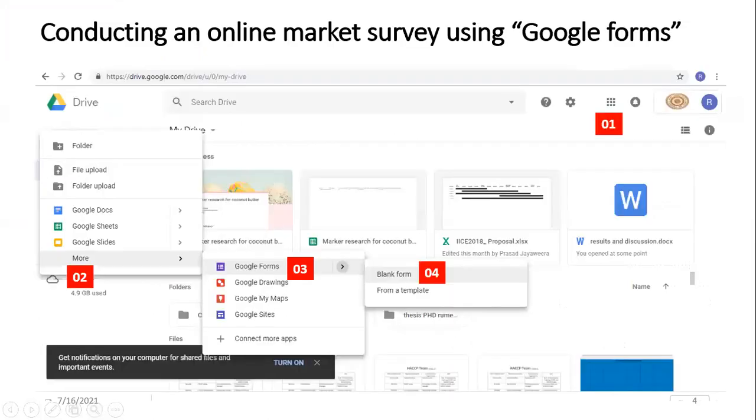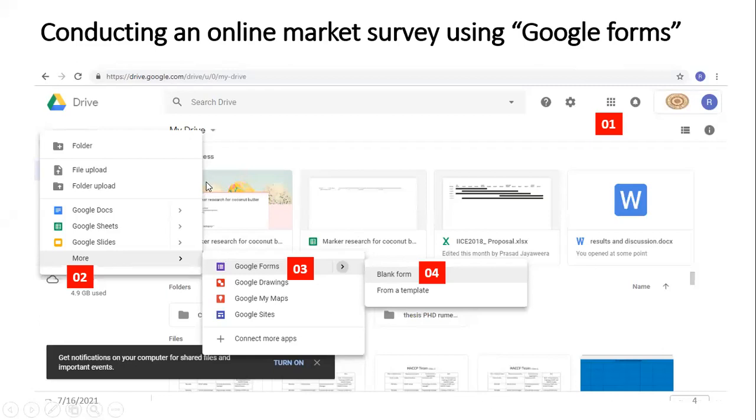This one is about online surveys. Sorry, I think the internet connection is very low in our university, so there will be some problems.